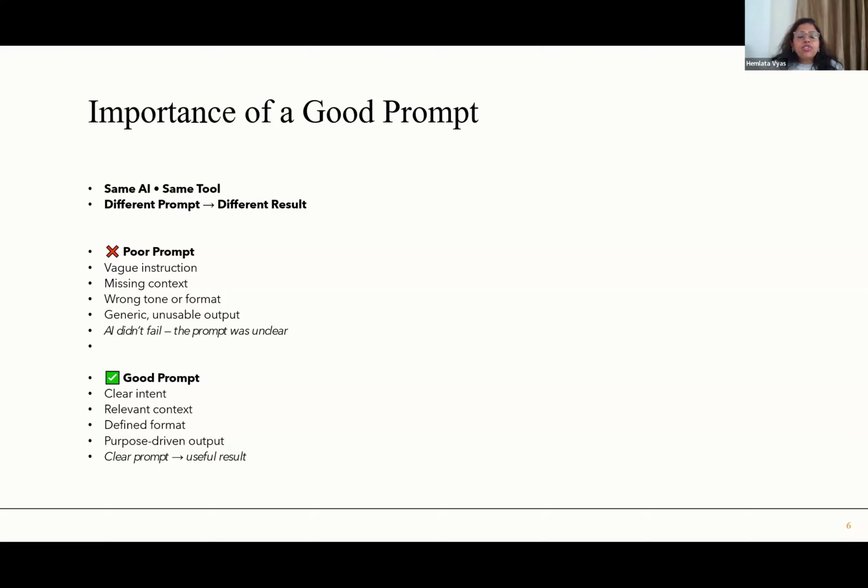So we cannot say that AI failed. What is the reason? The prompt was unclear. If the prompt is unclear, then we say, oh no, Gemini is not giving good results, ChatGPT is not giving good results. But there is a problem with the prompt. So that is the importance of the human in the loop. That human is creating those prompts.